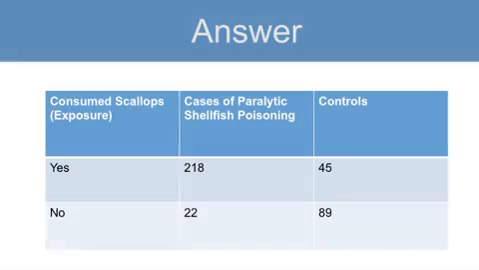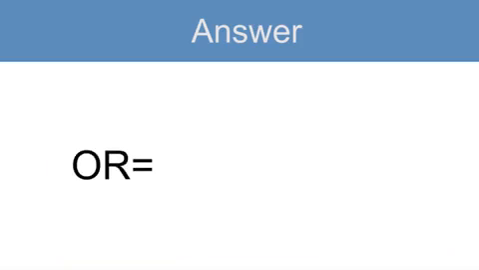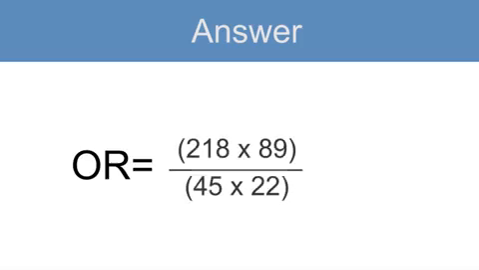This is what your table would look like. 218 cases of paralytic shellfish poisoning and 45 controls who consumed scallops. And then we see there were 22 cases and 89 controls who did not consume scallops. So to calculate the odds ratio, you take the cross product, which is 218 times 89 divided by 45 times 22, and you get 19.6.